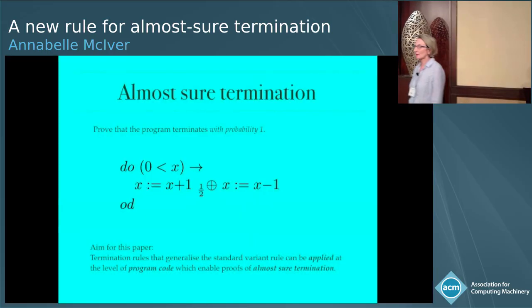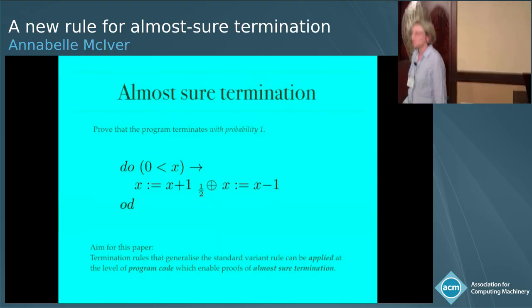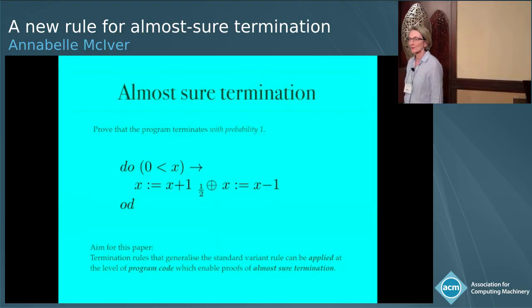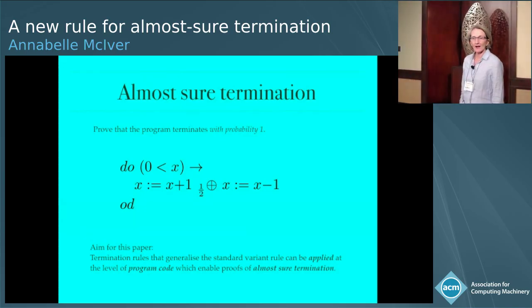So I'm going to be telling you about a new rule to prove termination for probabilistic programs. The idea behind the rule is that we want to be able to apply it to programs that make updates probabilistically, and we wanted it to be a generalization of the standard variant rule that people commonly use for proving termination in non-probabilistic programs.